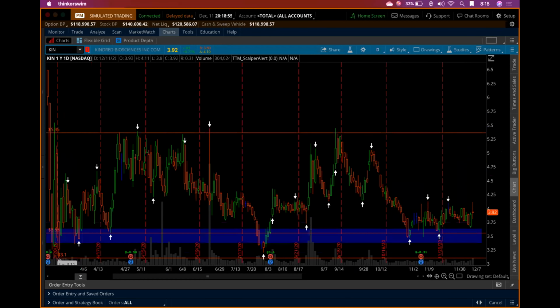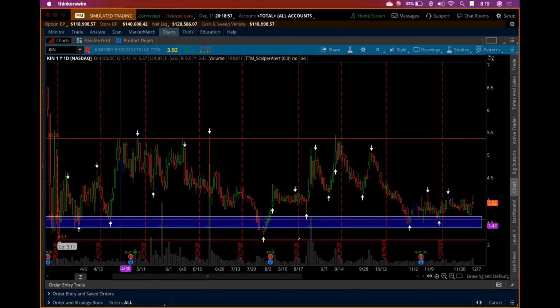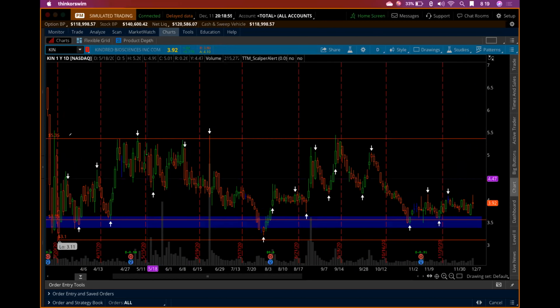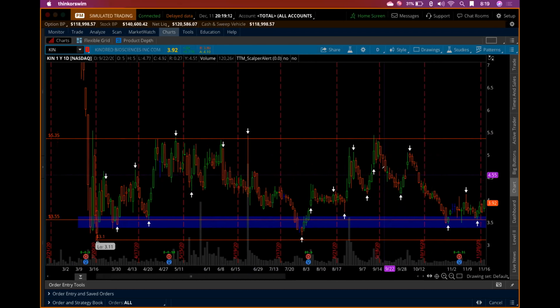I drew my support at this level, anywhere on this level, and I drew my resistance up here. The resistance happens to be a little bit more precise just because that's the way it worked out, right? You see it rejected here, rejected a bunch of times over here. For me, and I mentioned this, actually, let's get into the next ticker, and then I'll go into my spiel.